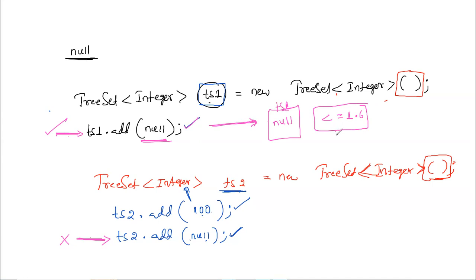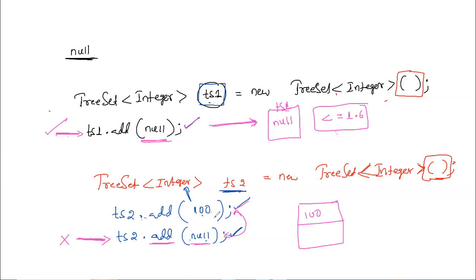Even in these versions, when it comes to ts2, first we are adding what? 100. Therefore, in the collection, 100 will be there. Since only one element, 100 will be there. Next, what are we adding? Null we are adding. Then what has to happen? Comparison has to happen to store in ascending order. Then what's the meaning of comparing null with 100?